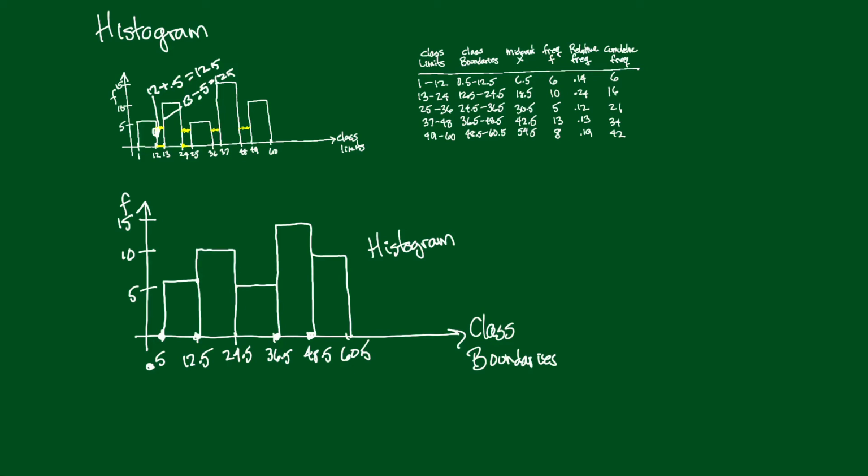Let's construct one more graph while we're right on this page. This is an ogive. Now an ogive, what we're going to do is still have a vertical and horizontal axis. And in the horizontal axis, we're going to put our boundaries again. So it's going to be 0.5, 12.5, 24.5, 36.5, 48.5, and 60.5. Now what an ogive does, it keeps track for you of the cumulative frequencies.